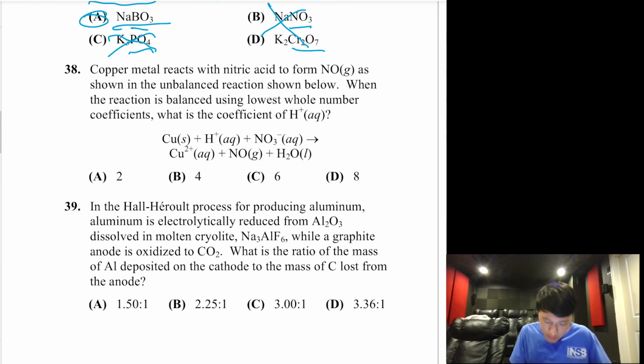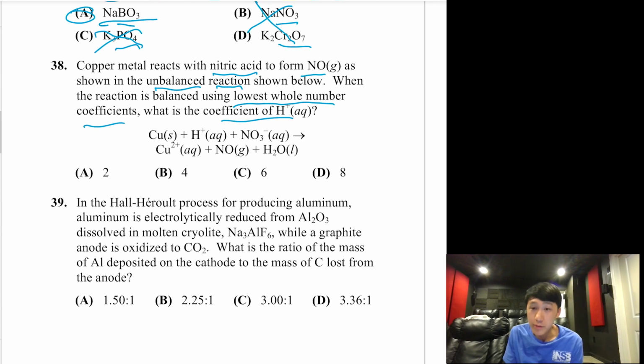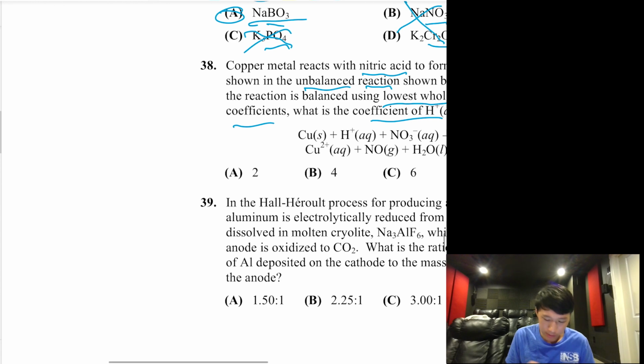Problem 38. Copper metal reacts with nitric acid to form NO gas, as shown in the unbalanced reaction below. When the reaction is balanced using lowest whole number coefficients, what is the coefficient of H+? So in the written annotations, I use the half reactions method, but here I will show you a different and, in my opinion, much faster alternative. I will make a separate video dedicated to just this method of balancing redox equations, so I'm going to kind of speed through it here. Hopefully it's familiar to some of you.